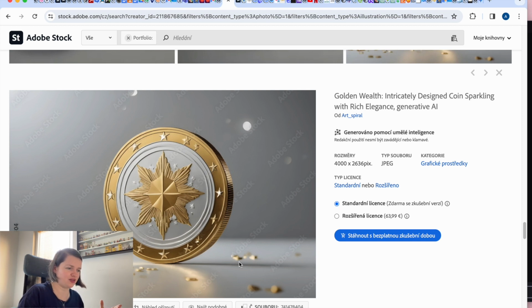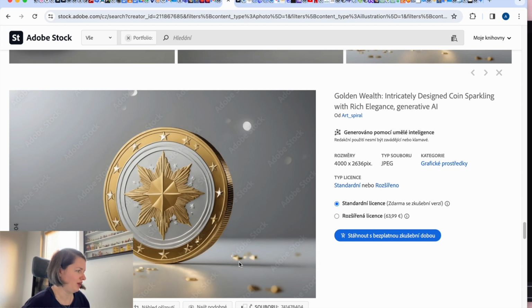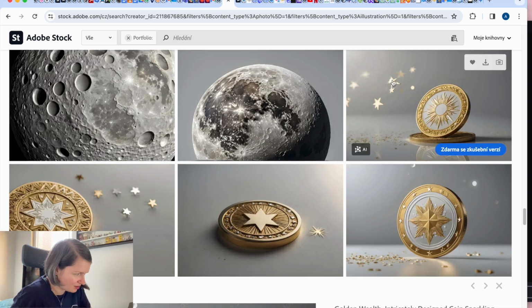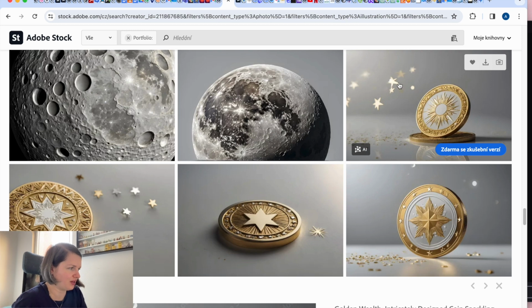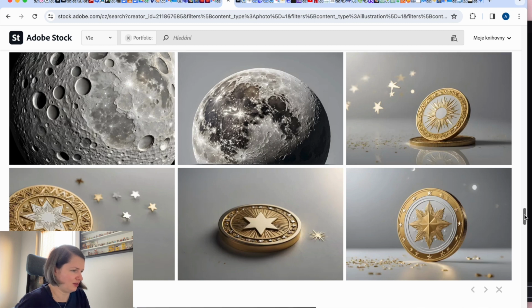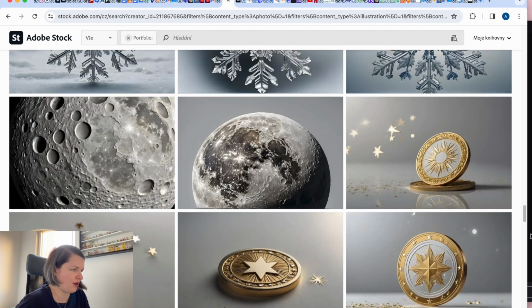Like wealth, I would associate many coins or, I don't know, a chest with diamonds or something, you know. And this is just, to me, strange. And looking at it, I wouldn't look at this star. It doesn't look like a star. It's like a bad quality image, basically. And it doesn't evoke a feeling of money, even though it's a coin.